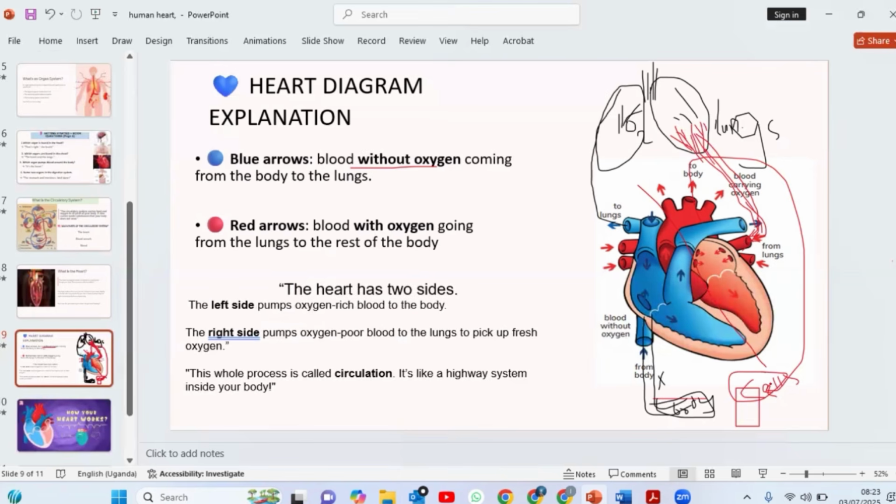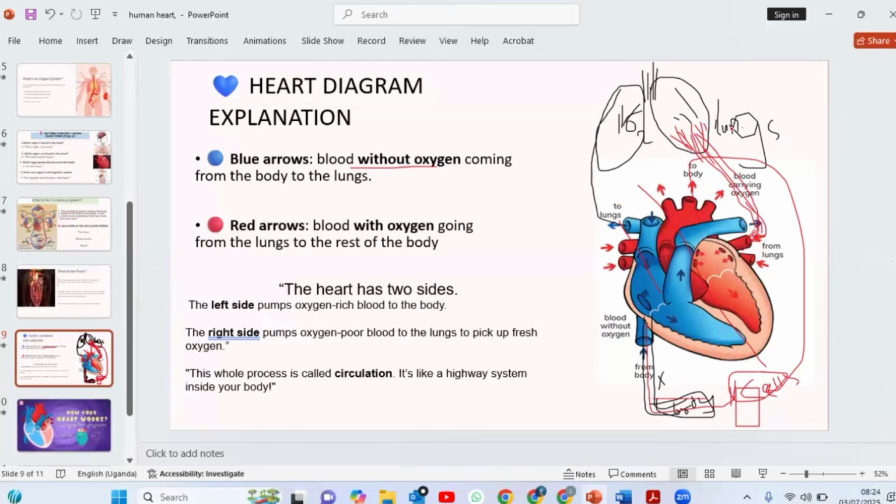Energy for your body. So the cells now, after making energy for your body, there is a waste, and this waste is called what? Carbon dioxide. And this carbon dioxide is going back to your what? To your right side, and it is what? It is without oxygen, with carbon dioxide. Now the heart again will pump it back to your lungs, and from the lungs taking in oxygen, and this whole process is called what?